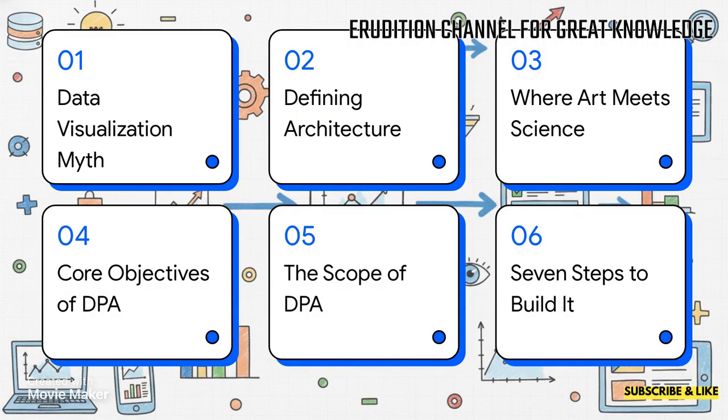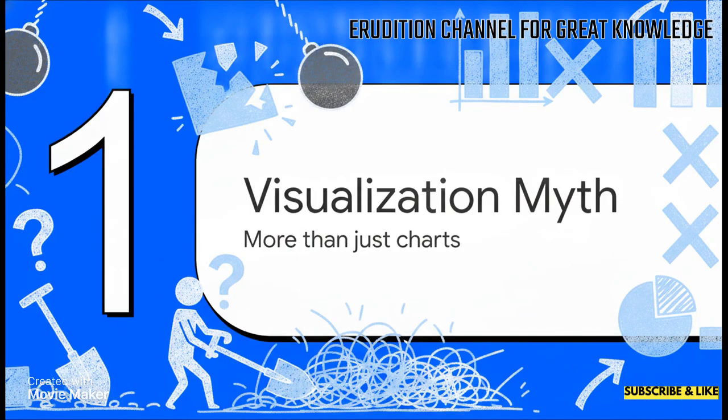Here is our roadmap for the Explainer today. We'll start with the data visualization myth, define presentation architecture, look at where art meets science, hit the core objectives and scope of DPA, and finally, walk through the 7 steps to build it. All right, let's jump straight into Section 1, the data visualization myth.